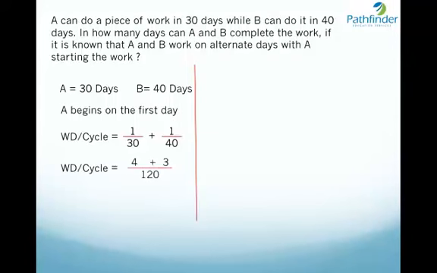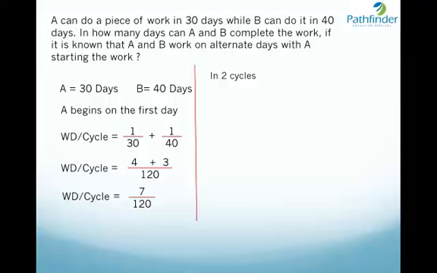Total work done per cycle is equal to (4 plus 3) upon 120. We get this on simplifying the above expression. And work done per cycle is equal to 7 upon 120, a 7/120th fraction of the work. Which implies that at the end of every 2 days, starting the first day, 7/120th part of the work will be performed.